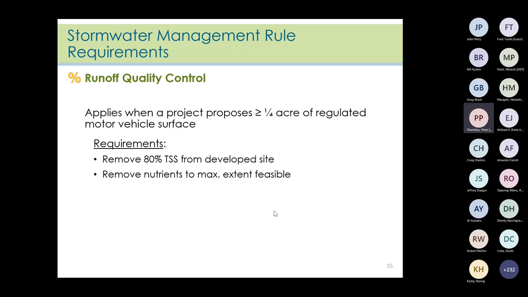Also, just to note that the trigger for water quality control in 7:8 is 1/4 acre regulated motor vehicle surface, but local SEOs might have a stricter measure, as was mentioned in the last presentation. So definitely check the local SEO.